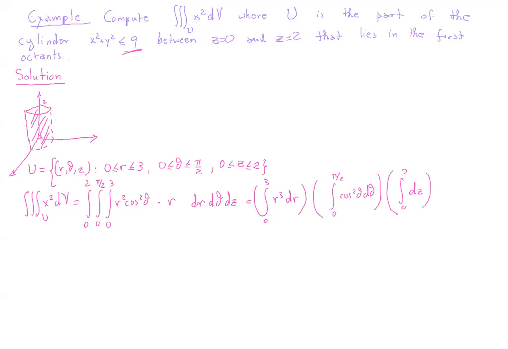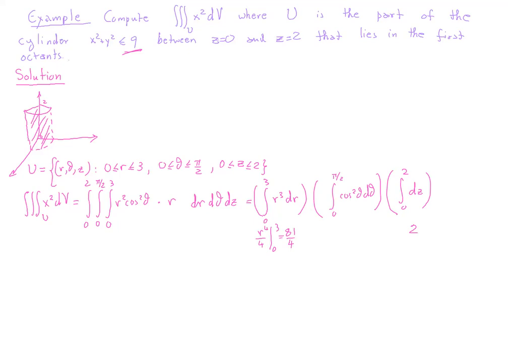Okay, let's integrate those things. So the first integral is very simple. It's r to the 4th over 4. You want to go from 0 to 3. That will give you 81 over 4. Okay. The last integral is 2. You're integrating the function 1. You're just getting the length of the interval. The middle one is the interesting one, right?